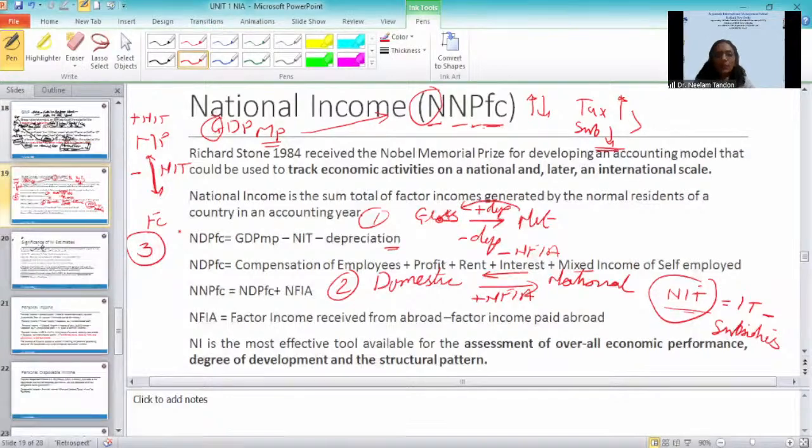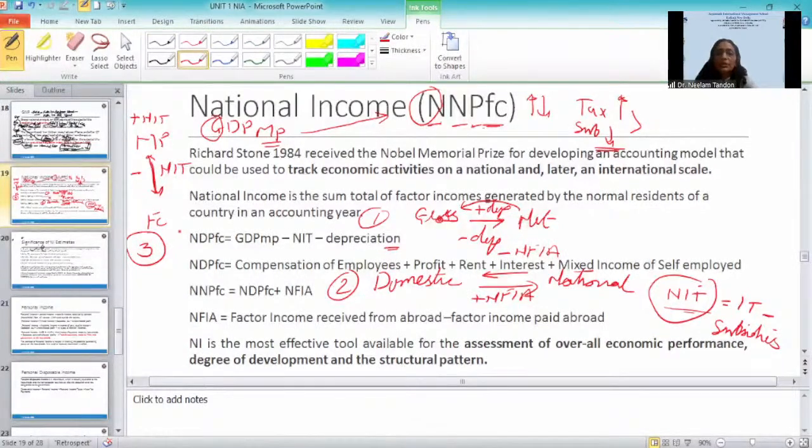Number one, we have shared GDP is the core, GDP at market price, and national income is NNP at factor cost. To move from GDP at market price to NNP at factor cost, what you have to do? One, you convert gross to net. Gross to net is deduct depreciation. So you have converted G to N.